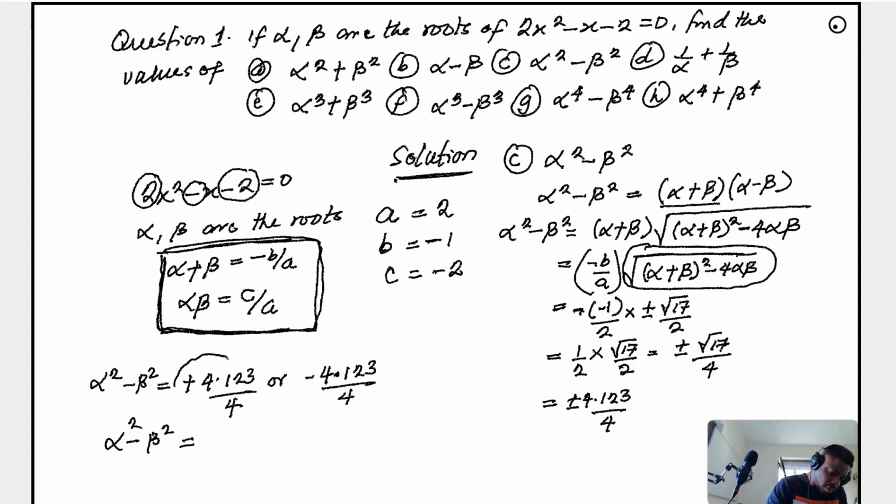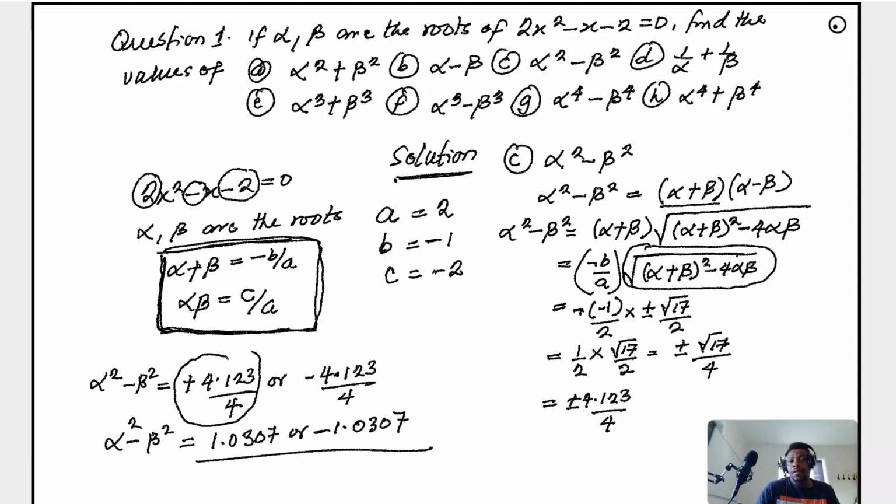now let's divide this one, okay, divided by 4. So this is 1.0307, or we divide it, this is minus 1.0307. So that is that if you want to finish it up.